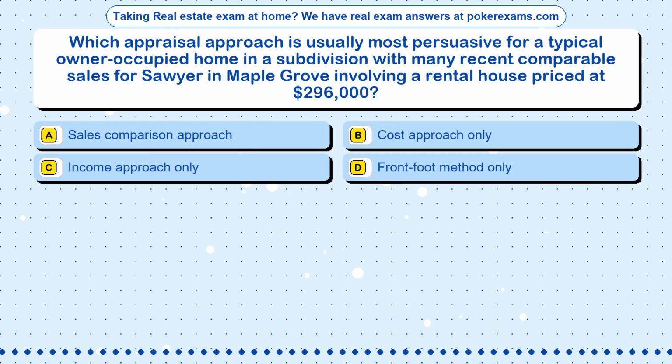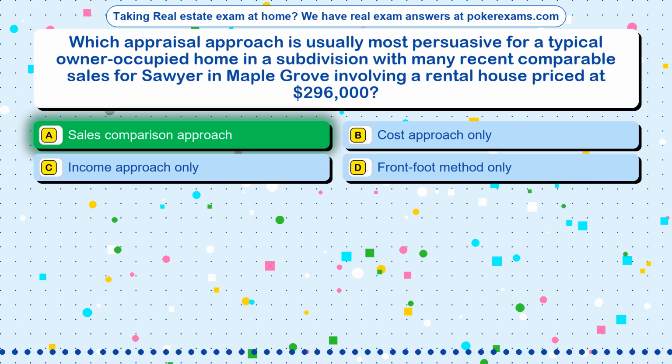Question 9. Which appraisal approach is usually most persuasive for a typical owner-occupied home in a subdivision with many recent comparable sales for Sawyer in Maple Grove involving a rental house priced at $296,000? Option A, sales comparison approach. Option B, cost approach only. Option C, income approach only. Option D, a front foot method only.